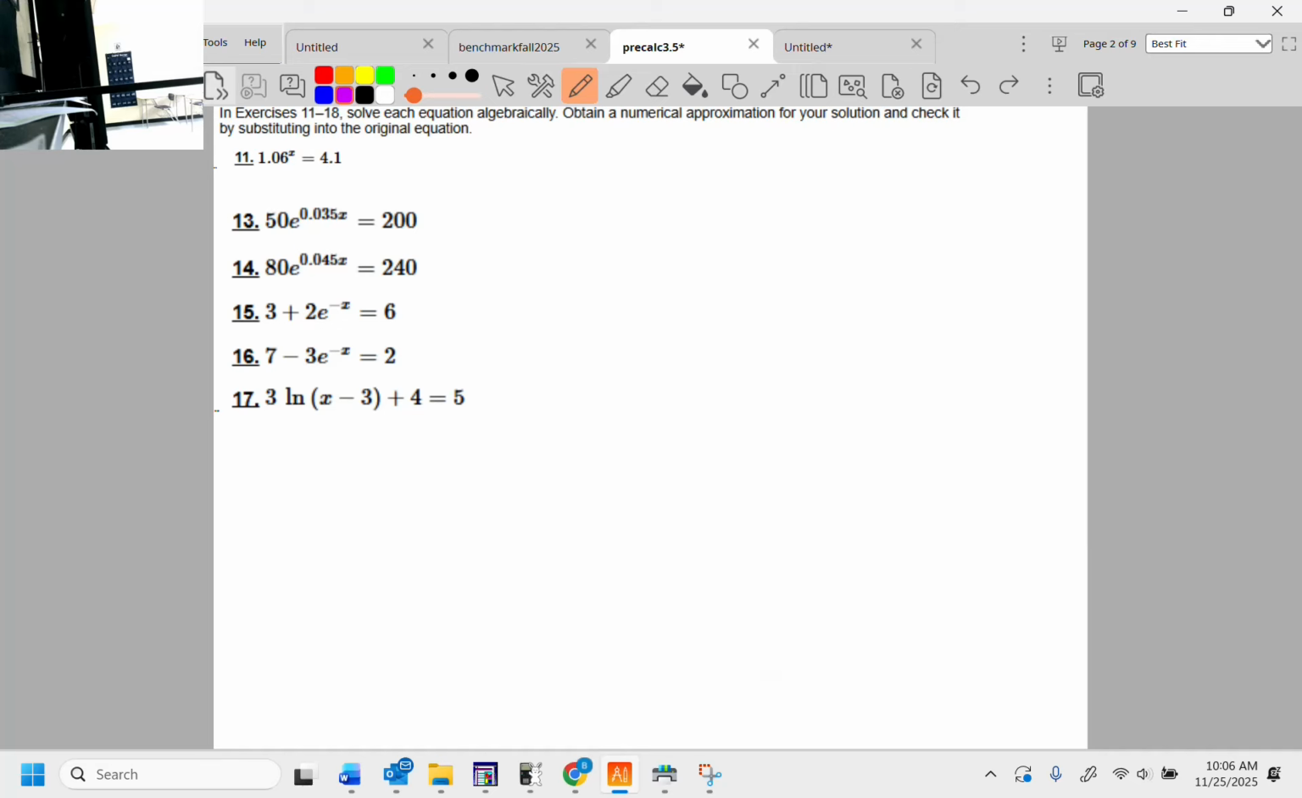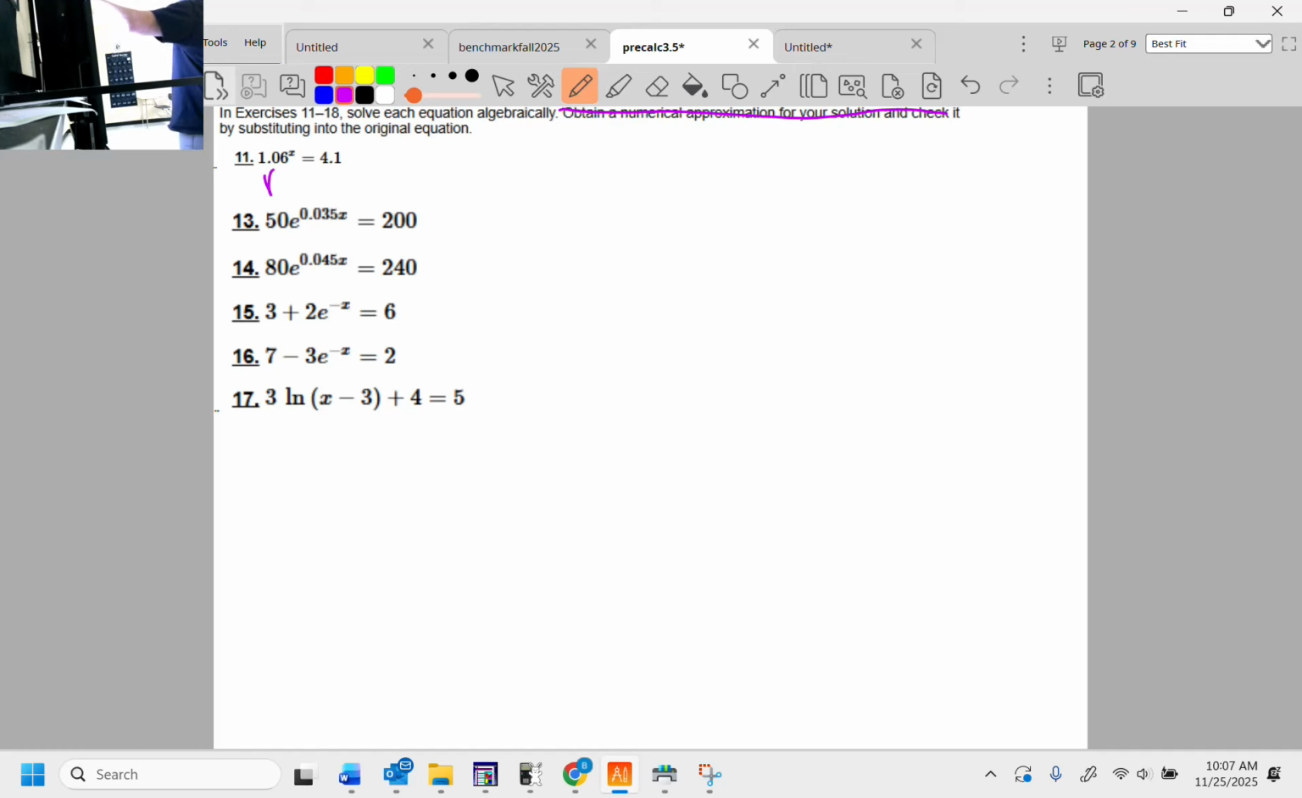All right, here we have more. Solve each algebraically. Obtain a numerical approximation. Not worried about that. Don't care what the number is. So they're not bad. They're the other way around. These are exponentials. What we were doing previously was called exponentiating. You took a logarithm and turned it into an exponent. This is the other way around: exponents to logarithms.